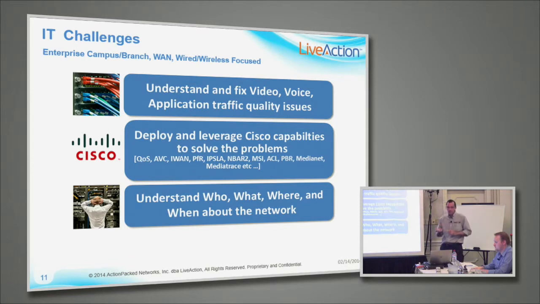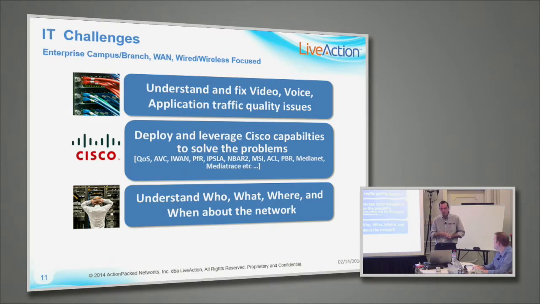So the three primary things that we help our customers with are understanding and fixing video, voice, and application traffic. The whole cloud mobile thing is happening, but the video explosion is affecting a lot of our customers. And Vine is one example, but you have high def TV streaming, Netflix, and it's just affecting a lot of our enterprise customers. But the second thing is, now that they have this problem, they want to deploy and leverage Cisco capability to solve these issues.